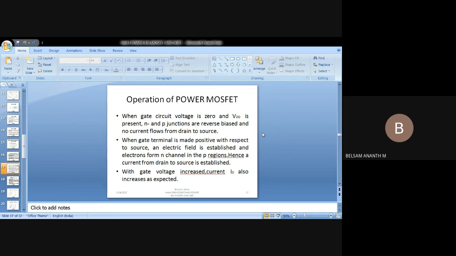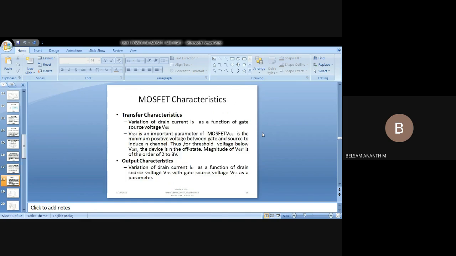This is one condition. And another condition is just vice versa. If your VDD becomes zero, you can make your gate trigger, so that your gate voltage will have an effect. Thereby, the other side of the effect will happen. Therefore, with gate voltage increase, current also increases as expected. Okay. And the MOSFET characteristics: there are two characteristics, one is the transfer characteristics and another one is the output characteristics.